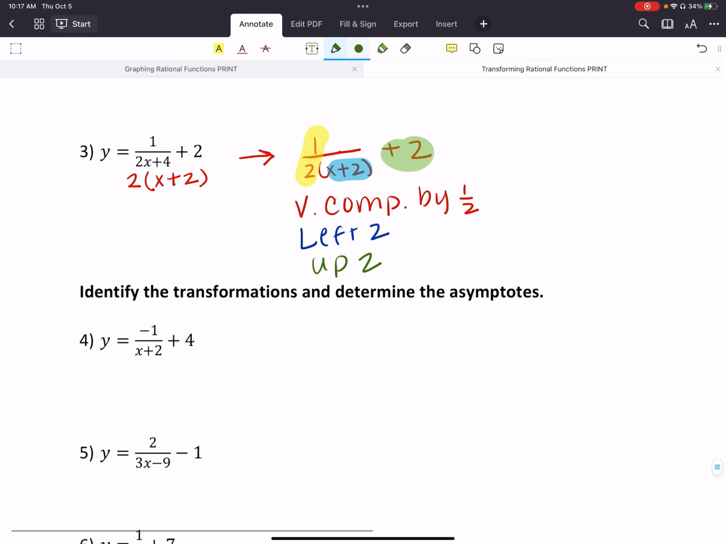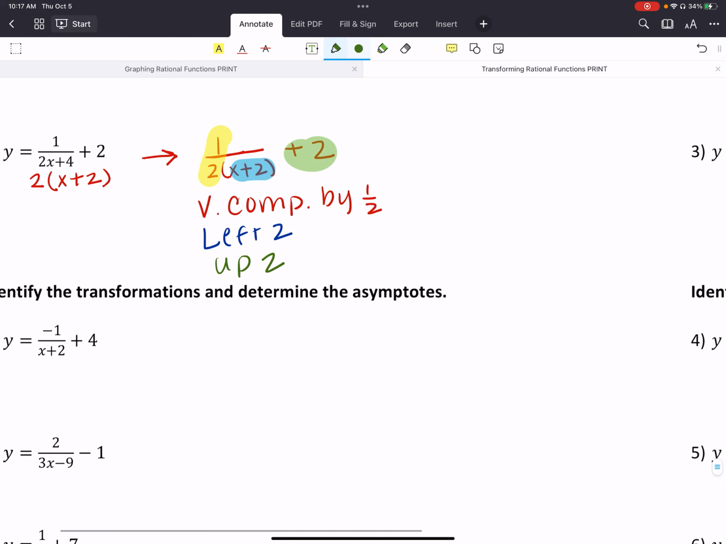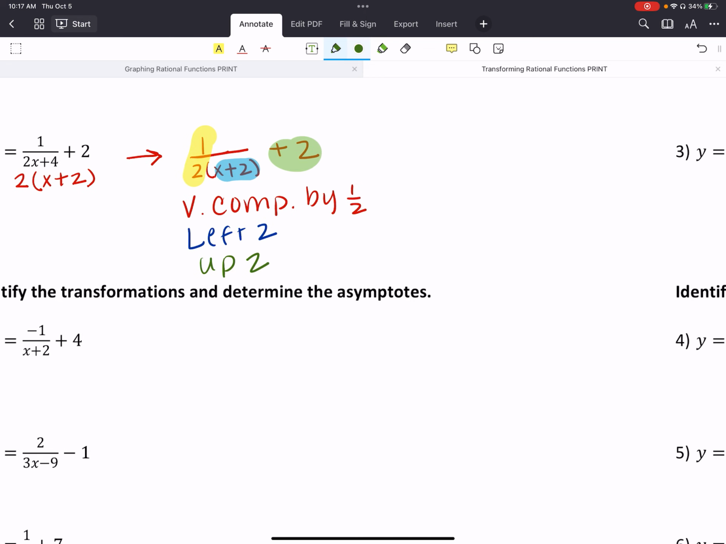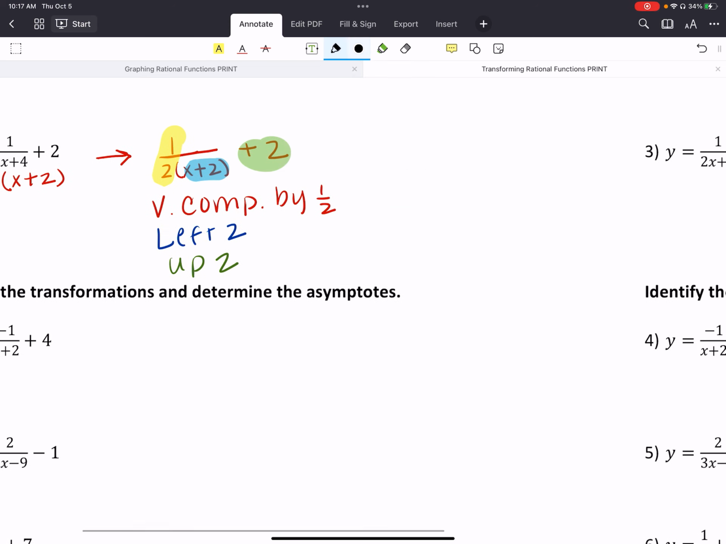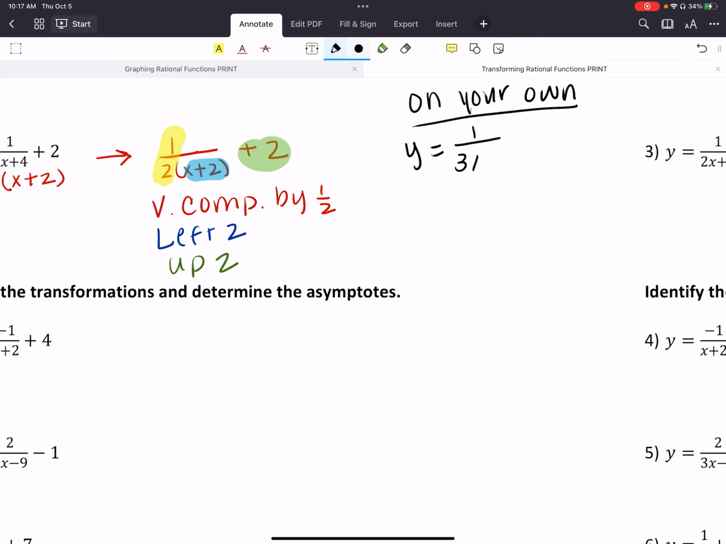I would like you to, over here in this blank space that you have, try one on your own that's a little different. So I'm going to put on your own: y equals 1 over 3x minus 9, plus 5. So pause the video, try that, and then we'll go over it when you hit return.